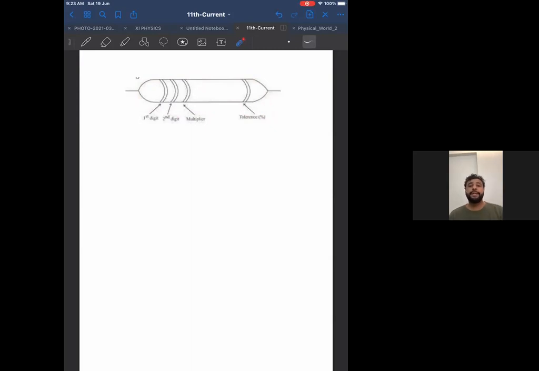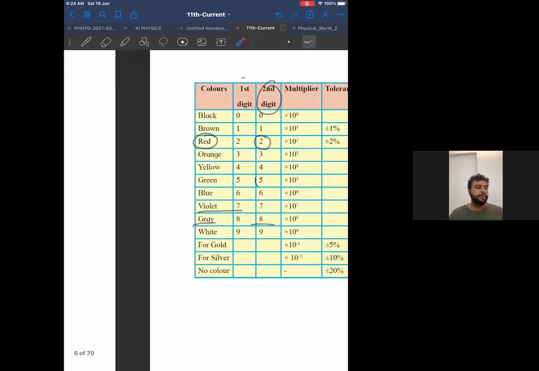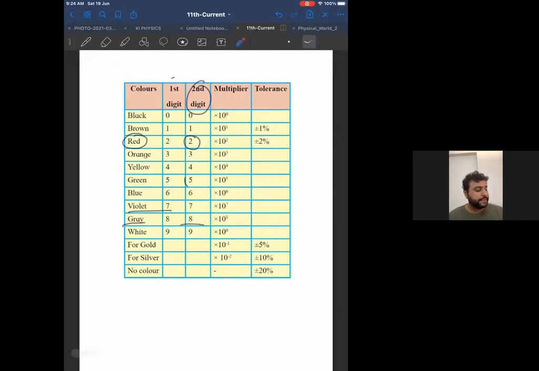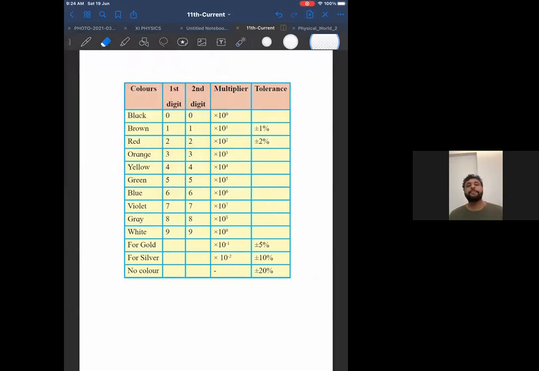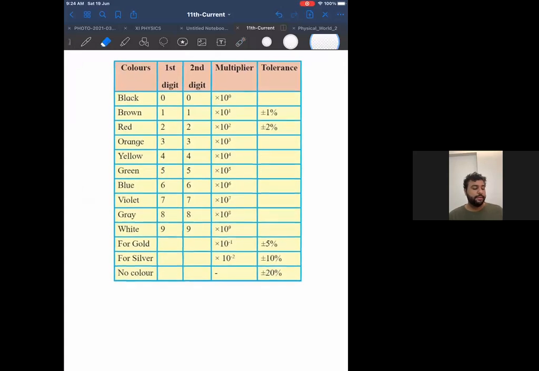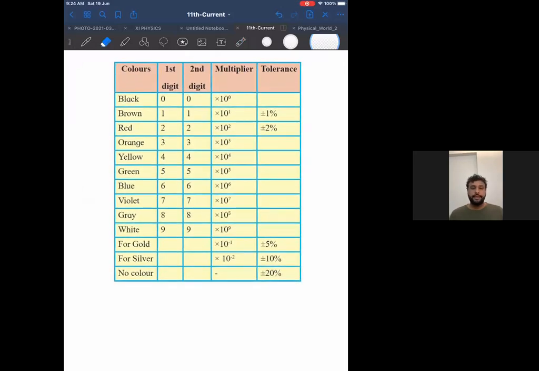Now, to find the resistance and tolerance, how do you do it? There is a table which you should know. If you know that table, only then you can find out the resistance and the tolerance. This is the table for resistance and tolerance. All of you should know this table by heart. Complete table by heart. Now, how will you know the complete table by heart? I will teach you. Now, listen to this.